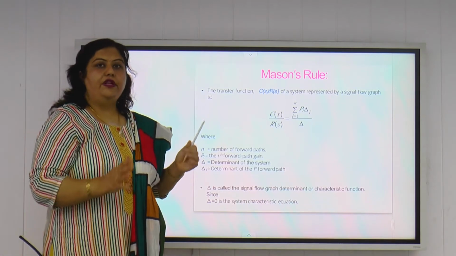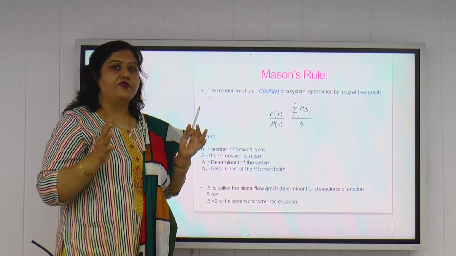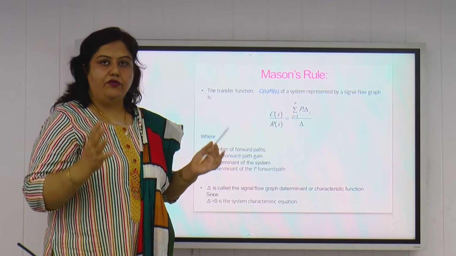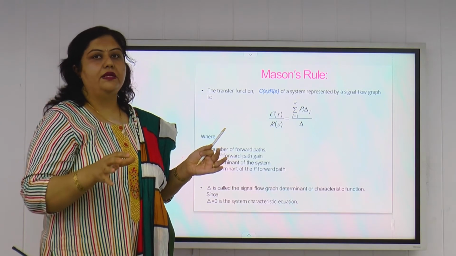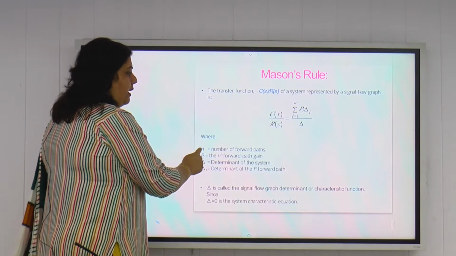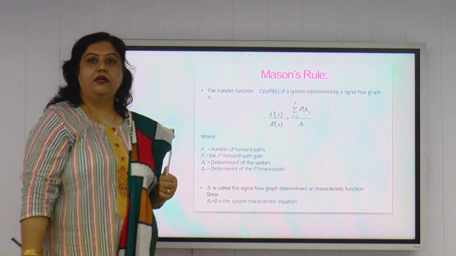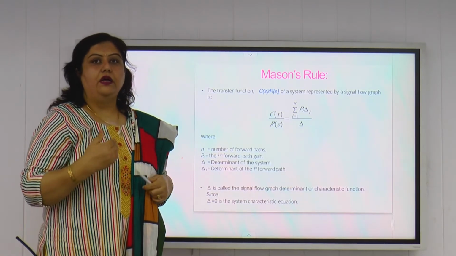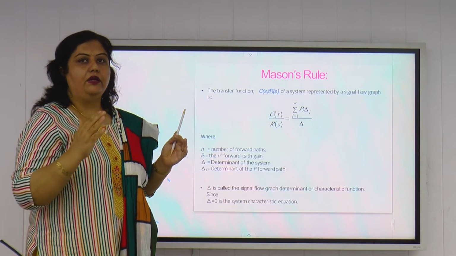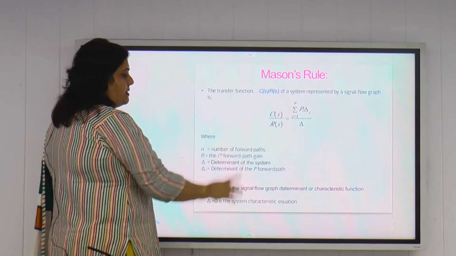The steps are like this. First we represent a control system with the help of simultaneous equations. Then with the help of those equations, we draw a signal flow graph. Then by applying Mason's gain formula on that SFG, we find the transfer function. So small n is the number of forward paths in the SFG, as we discussed in the previous examples: the paths that link the input directly to the output node, provided no node is encountered more than once.